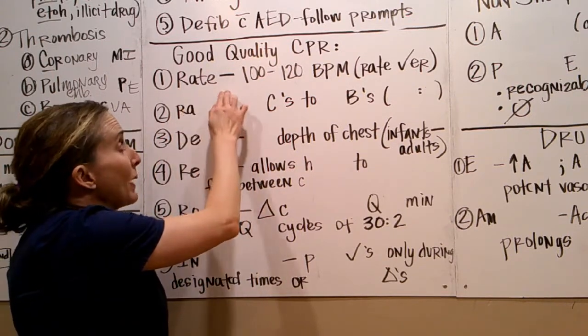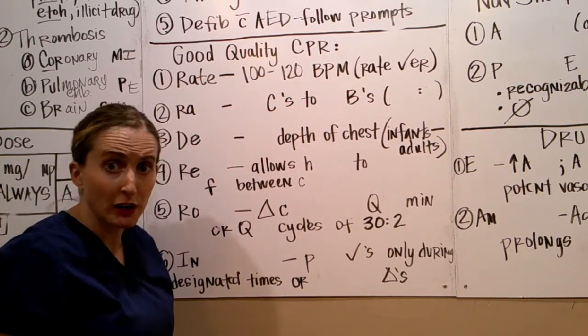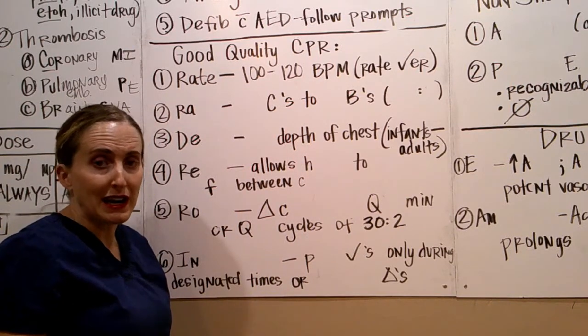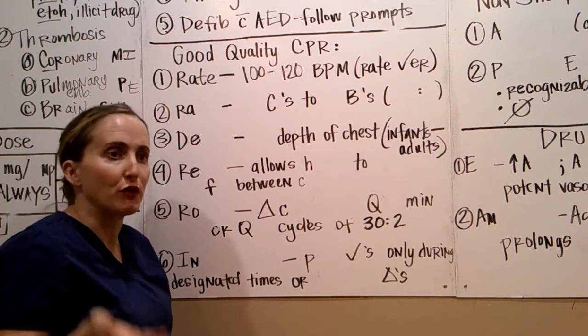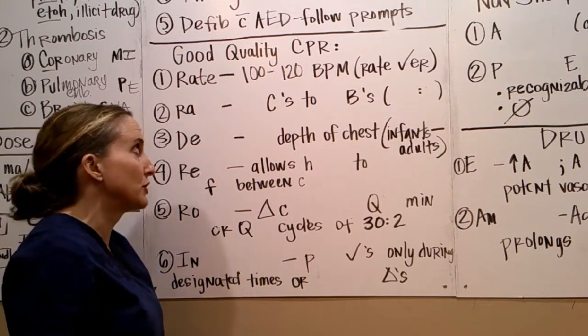So we're going to do a rate of 100 to 120 beats a minute, and if you have a rate checker on your defibrillator or your AED, all the better, because it will tell you to go faster, and it will also tell you all kinds of other things. Go slower, go faster, right?